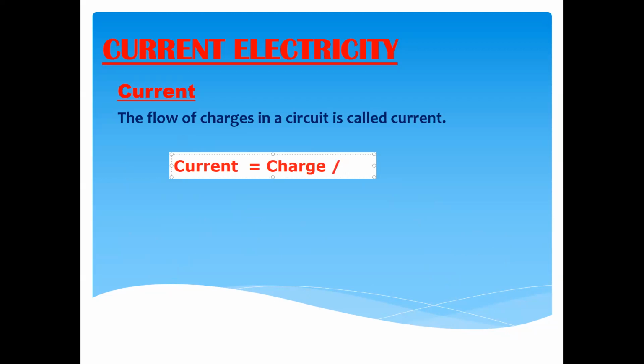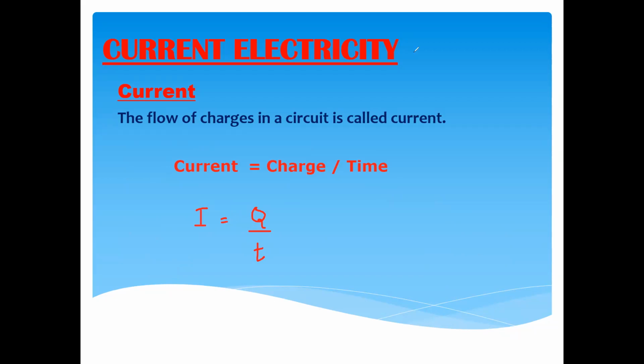So if you want to find the current, it is charge divided by time. Current is represented by letter I, charge is represented by letter Q, and time is denoted by letter small t. So I is equal to Q by t.